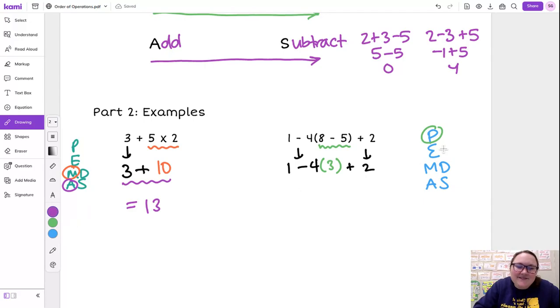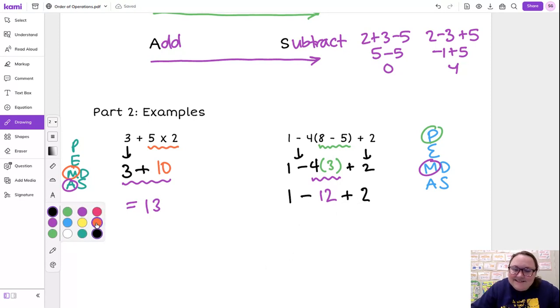I'm looking, I don't see exponents, but I do see some multiplication. That 4 next to parentheses, remember that means multiplication. So I'm going to do that next. I could say that gives me 12 when I multiply. I've done my one thing, so I copy everything else down. Copy my 1, my minus sign, my plus, and my 2. Now all that is left is my addition and subtraction. Looking at this problem, it has both. Which one should I do first?